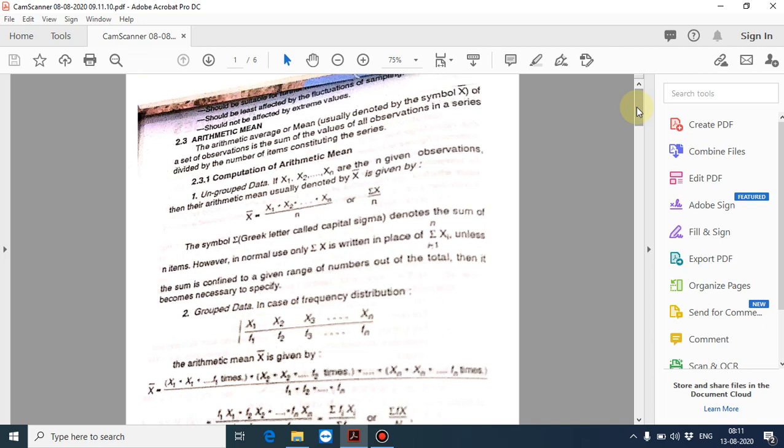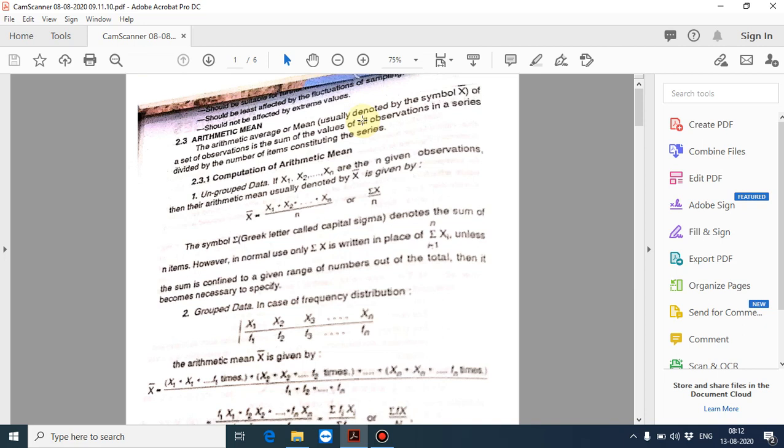I hope some students will be aware of these topics, who would have studied higher secondary maths. It will be easy. So first I have selected arithmetic mean. What is arithmetic mean? It's the average. Arithmetic mean, or average, usually denoted by the symbol x bar, of a set of observations, is the sum of the values of all observations in a series divided by the number of items constituting the series. We always denote it by x bar.